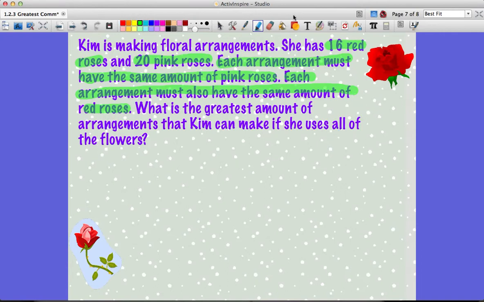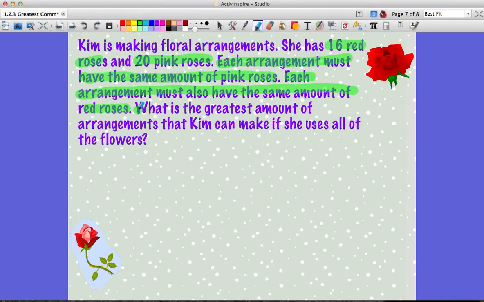each arrangement must also have the same amount of red roses. So what that means is if there are 5 red roses in this arrangement, there have to be 5 red roses in this arrangement. That's what that's telling you. Okay? So there could be 5 red roses and 4 pink roses, but that means that there has to be 5 and 4, 5 and 4, 5 and 4. That doesn't have to be 5 pink and 5 red. It has to just be the same amount of each color in each arrangement.